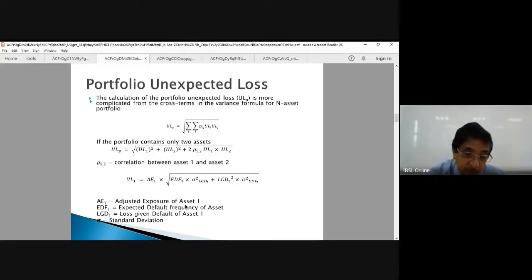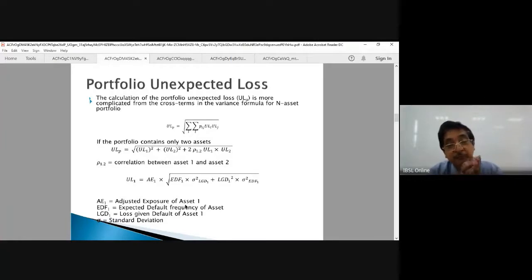Now you go into a little more composite type of thing where you need to calculate the unexpected loss of an individual loan. So you look at the bottom part of this slide. There you have UL1 is equal to AE1 into the square root of EDF1 into sigma LGD1 squared plus LGD1 squared into sigma EDF1 squared.